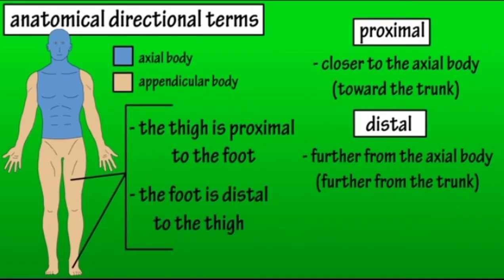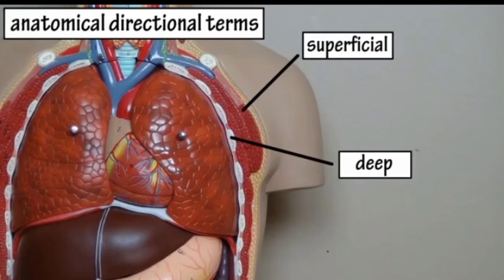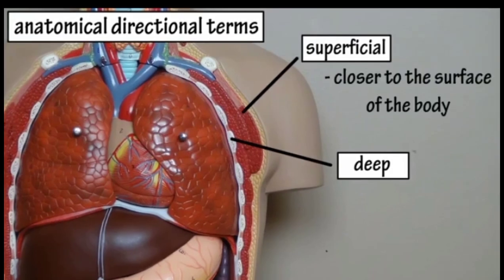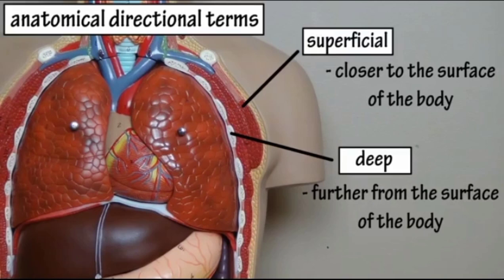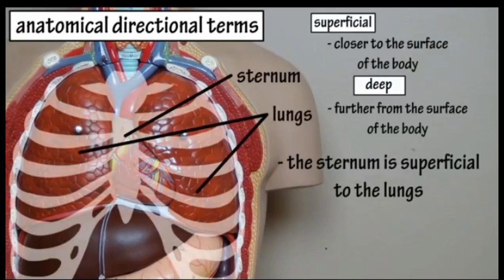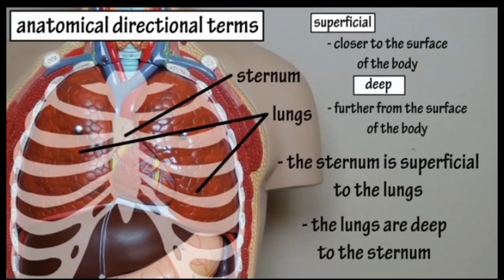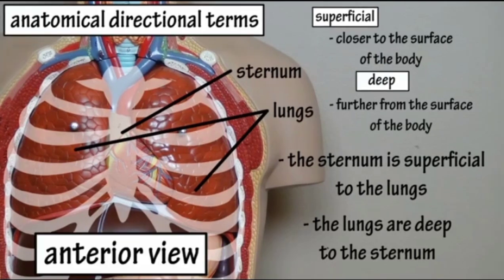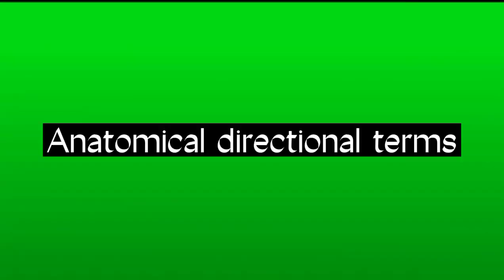Superficial and deep are another set of directional terms. Superficial means closer to the surface of the body, and deep means farther from the surface of the body. So let's say the sternum is superficial to the lungs, and the lungs are deep to the sternum. Remember, this is the case when we're looking at the body from the front or anterior view, when it's in anatomical position, and that wraps up the anatomical directional terms.